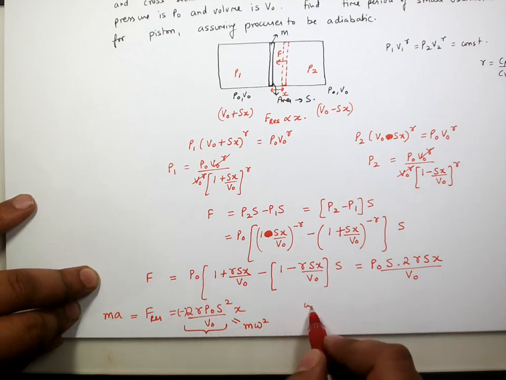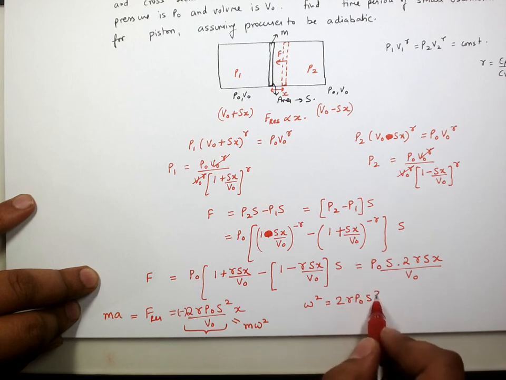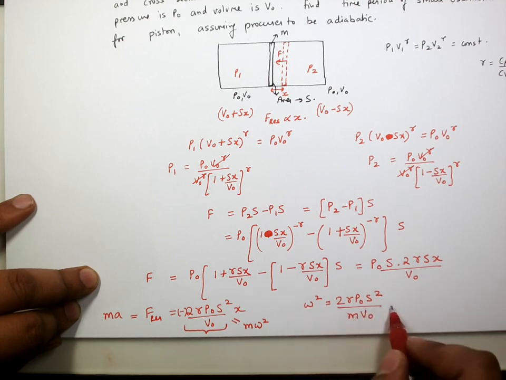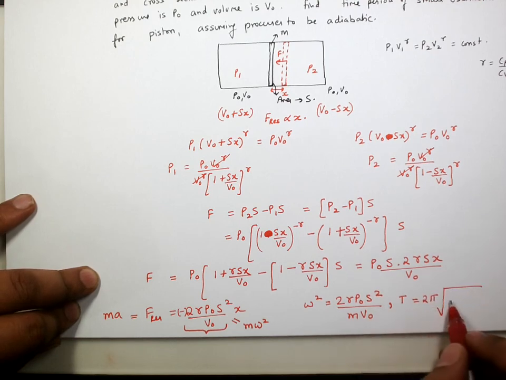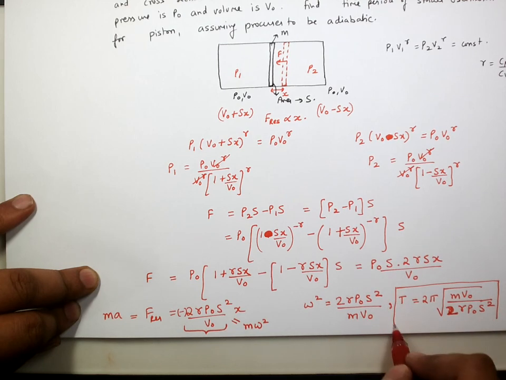So I have omega squared equal to 2 gamma P0 S squared divided by M V0. The time period of small oscillation will be 2 pi by omega, which is equal to 2 pi times the square root of M V0 upon 2 gamma P0 S squared. This will be the time period of small oscillation of the piston.